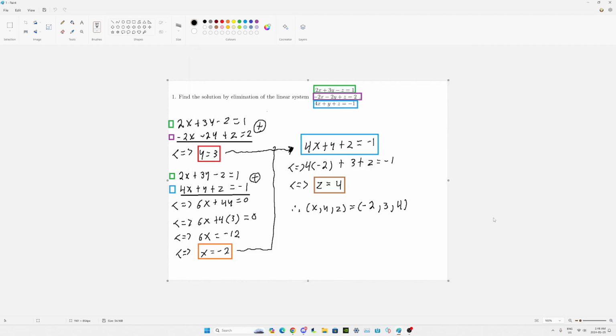Alright, so tutorial number 2. This is going to start off by expanding a bit on the last question we ended off with in tutorial 1, which is just find the solution by elimination of the linear system. We have 3 different equations.